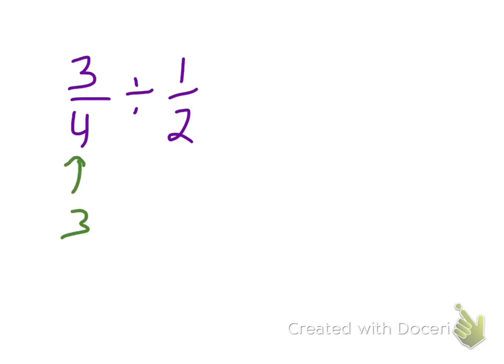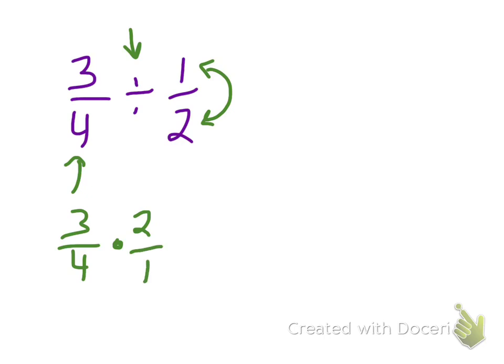If we're going to do division, so let's say I wanted to do 3/4 divided by 1/2. Now this is a little bit different. So what I'm going to do first of all is I'm going to keep my first fraction the way it is, 3/4. But my division, instead of dividing by a fraction, I'm going to multiply by the reciprocal of that other fraction. So the reciprocal means I switch my numerator and denominator.